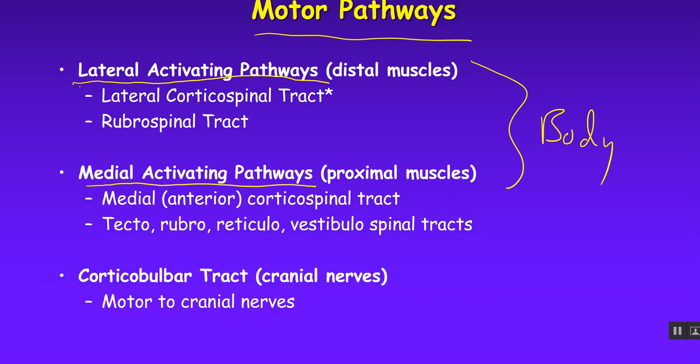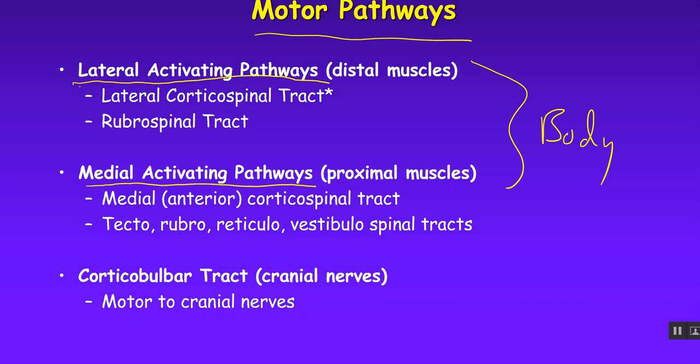And you'll see there's the medial corticospinal tract. There's the lateral corticospinal tract, but there's also a medial corticospinal tract that comes down the middle part of the spinal cord. It mainly goes to the muscles of the core and around the spine, okay? Then you have these things called the tecto, rubro. I should actually take rubro out of there, cross rubro off. That's not supposed to be in there. That's part of the lateral activating pathway.